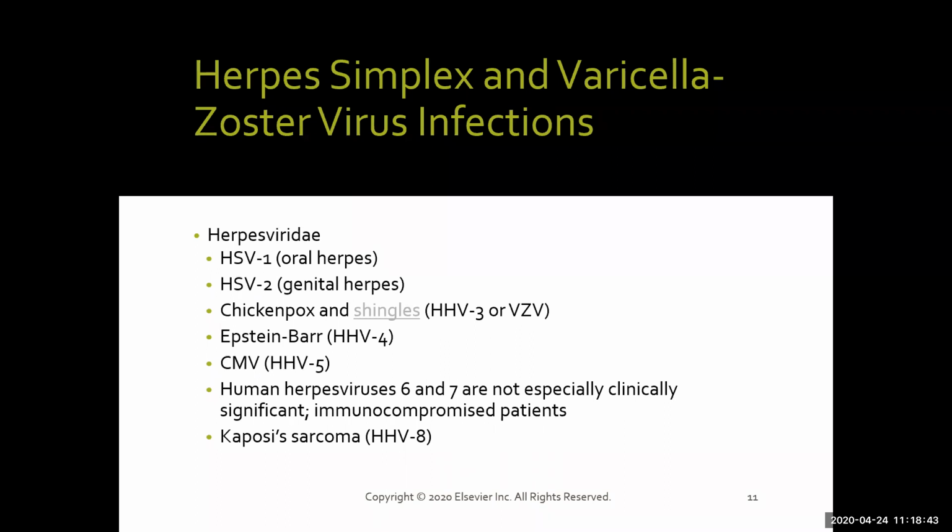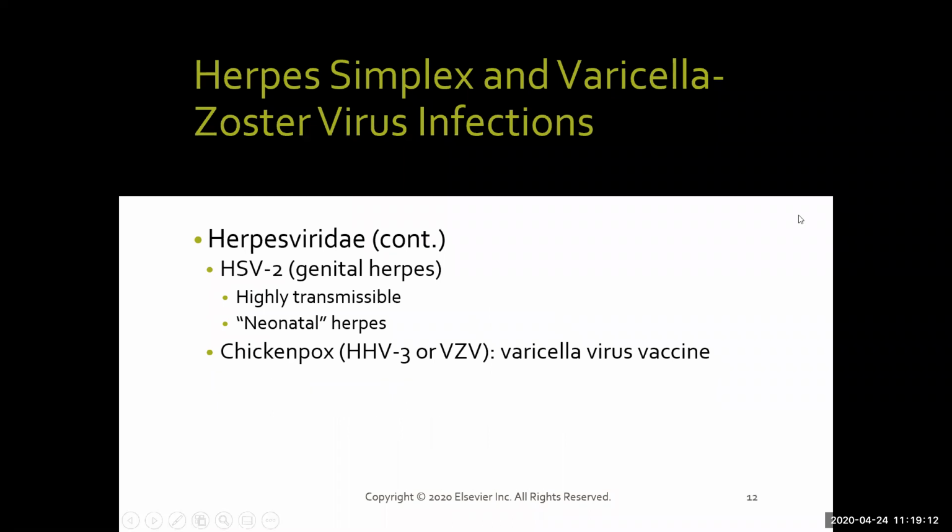Chickenpox and shingles, that's HHV3, or also varicella zoster virus, VZV, is how that's also identified sometimes. And then we've got all these others down here. The last one, Kaposi sarcoma, is HHV8. It is a sarcoma, but it's caused by a virus, and that's as a result of immune deficiency and generally associated with the human immunodeficiency virus. Here's our genital herpes. HSV2 is highly transmissible, and it's also called neonatal herpes because it can be transmitted from mother to child if the mother has active herpes virus infection at the time of vaginal delivery.